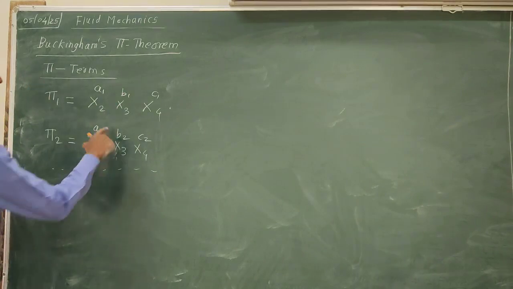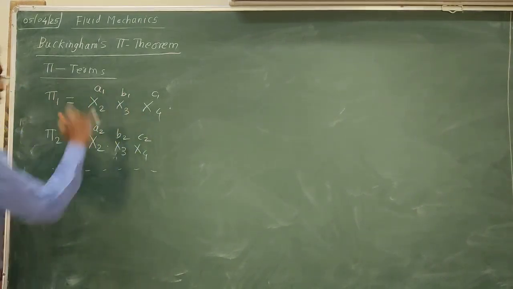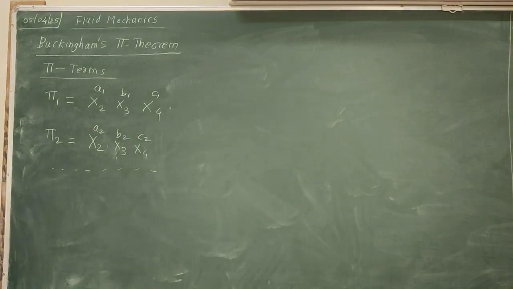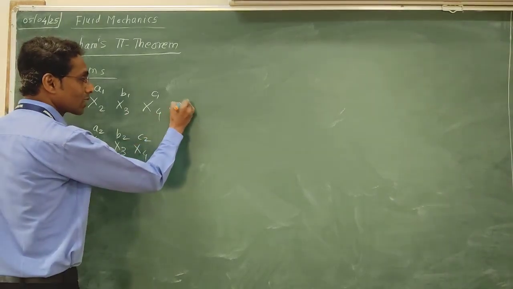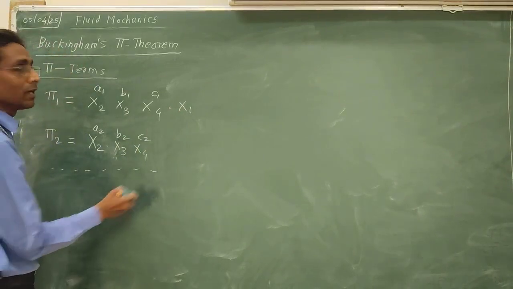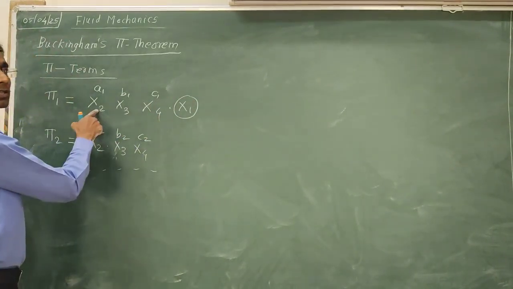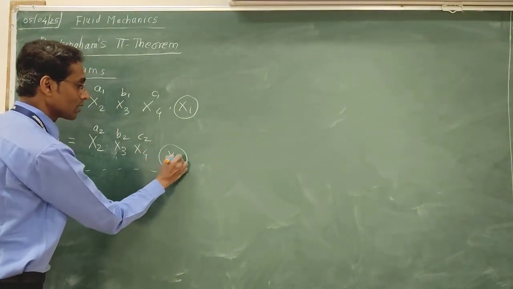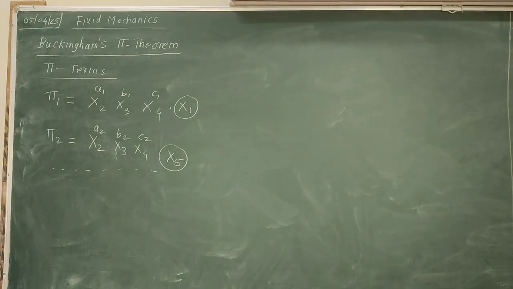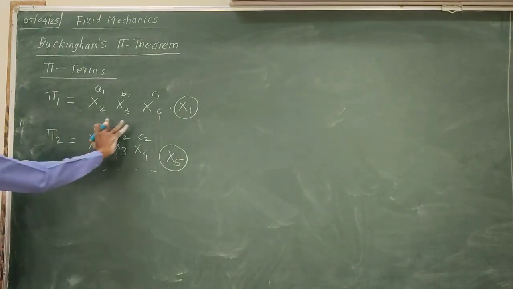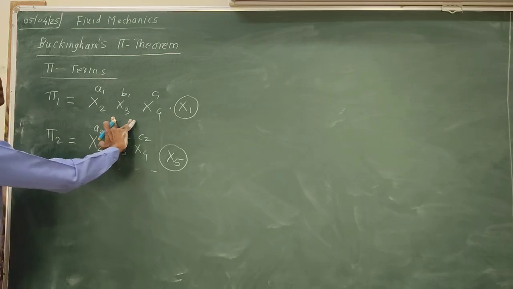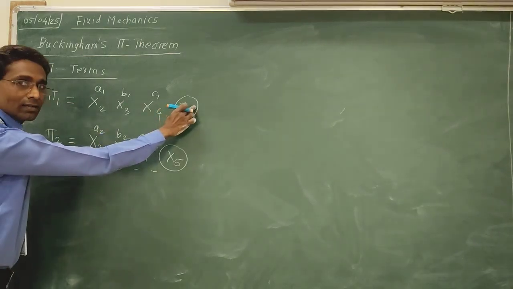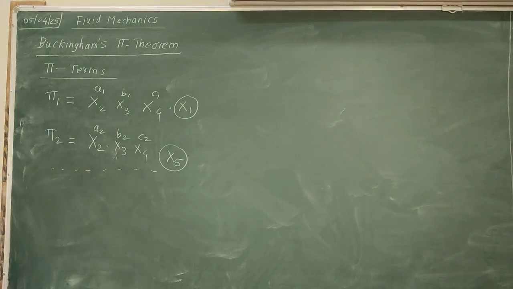Now here are x2, x3, x4, and the remaining terms, one term each, we multiply to these. That is x5. So if there are 5 variables, then 3 will be fundamental, and the remaining terms we take one in each pi term. In this way we can write the equation.